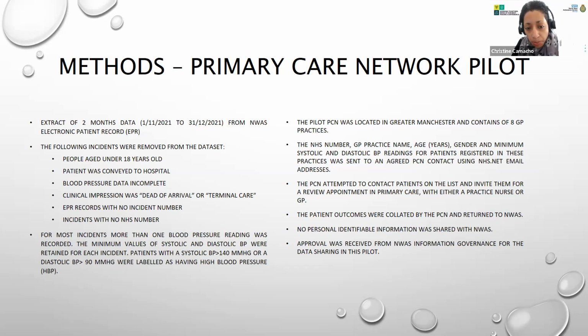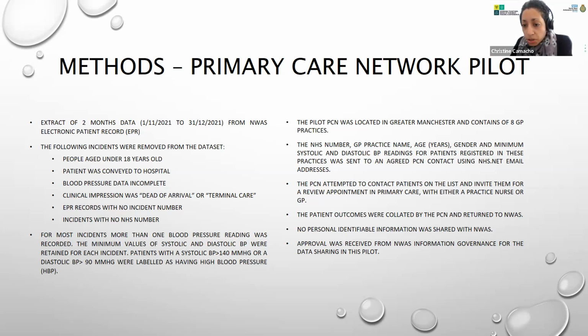Then we picked out that sample of people and sent the ones that were from this particular primary care network, which was 8 GP practices. We sent that data over to them, linked with the NHS number so that they could then look those individuals up in their systems. And what we asked them to do was to contact all of the people on that list and to take their blood pressure in primary care. And we didn't specify anything further than that.